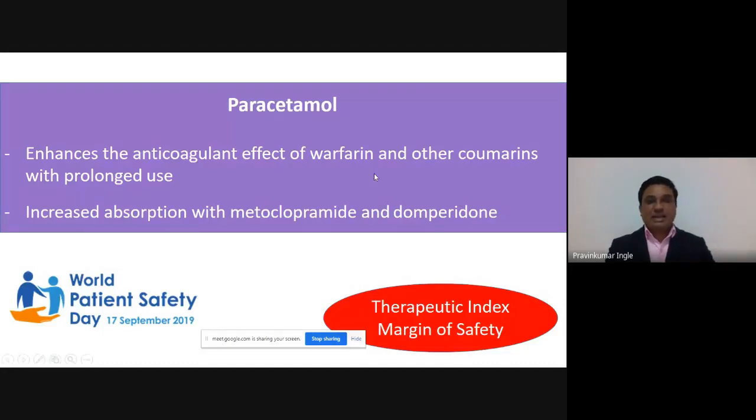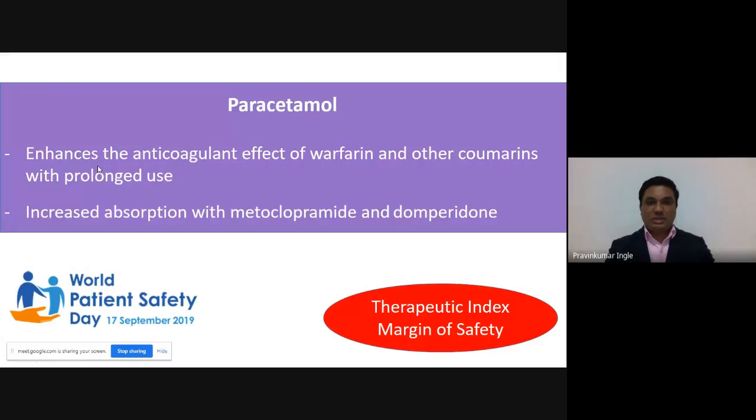Okay, as I gave the example here, the last example is paracetamol, and you can see here World Patient Safety Day. As I mentioned earlier, World Patient Safety Day is a WHO initiative, and they started it last year, so it's almost going to be 1 year now. They started on 17 September 2019, and they promoted it in such a way that every healthcare professional can participate in patient safety.